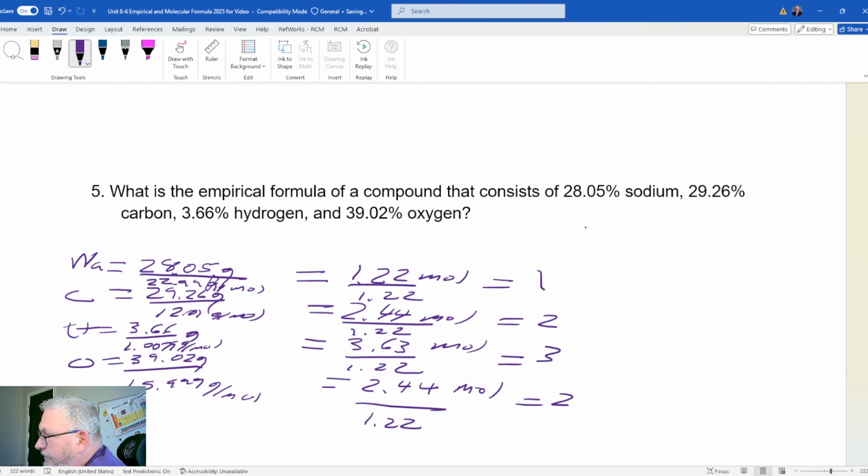So that tells me that my empirical formula, the least whole number ratio of these components, is sodium 1, carbon 2, hydrogen 3, and oxygen 2. That may not be in the right order. Actually, I think it's NaH3C2O2. But anyway, that's how we would do this.